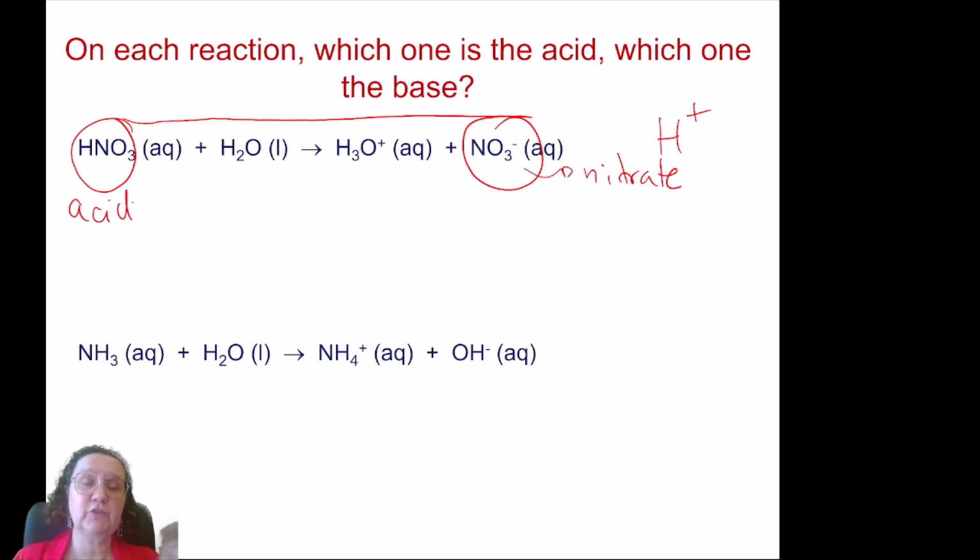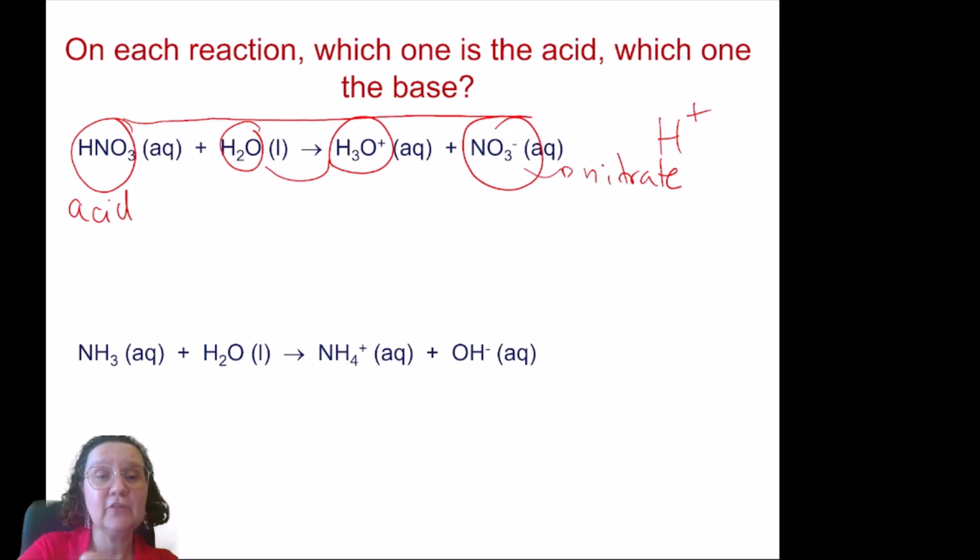And acids react with bases and bases react with acids, so that forces the water to behave like a base. And I know water in this reaction is going to be a base, because if I track what happens to the water from the reagent to the product side, I can see that it has accepted the hydrogen ion, an H+, and has become H3O+. That means it has accepted hydrogen ions, so it has behaved as a base.